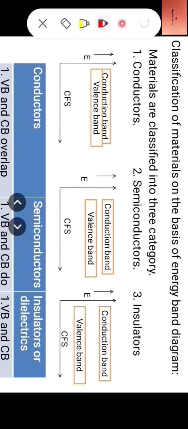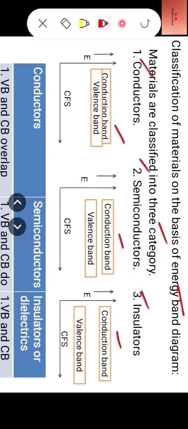Now let us classify materials on the basis of energy band diagram. Materials are classified into three categories. Number 1, conductors. Number 2, semiconductors. Number 3, insulators or dielectrics. Now these are the energy band diagrams shown before you. This is for conductors, this is for semiconductors, and this is for insulators.